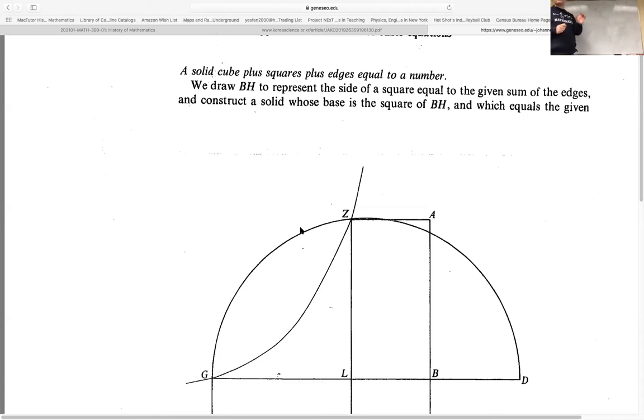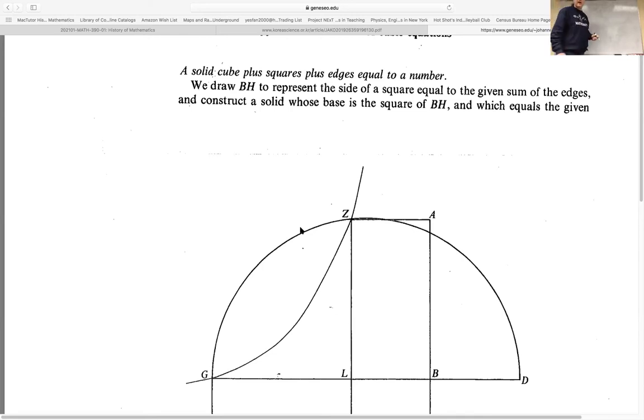And because of this, you have all these different kinds of quadratics, and you remember al-Khayyami broke them down into different cases. You have all these different kinds of cubics. This is a cubic that's not the kind that we were just talking about. It's a different kind. This is, as you see here, now you can see it, a solid cube plus squares plus edges equal to a number.